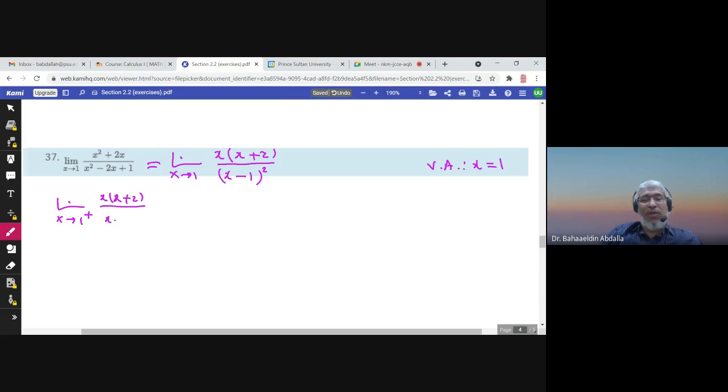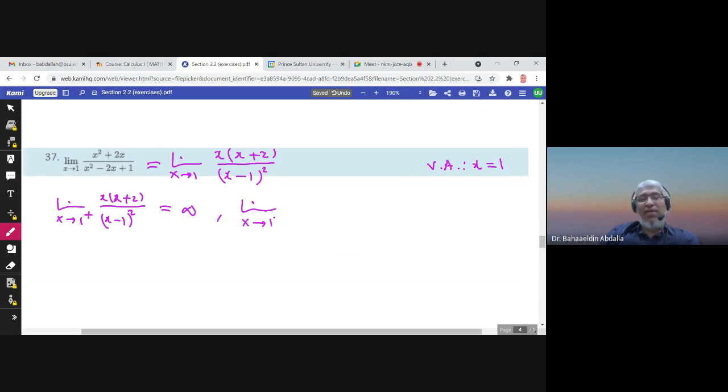What would happen? We will replace x by 1.01, for example. So if you replace x by 1.1, let us say 1.1, the numerator is positive, the denominator is positive, so the answer would be infinity.